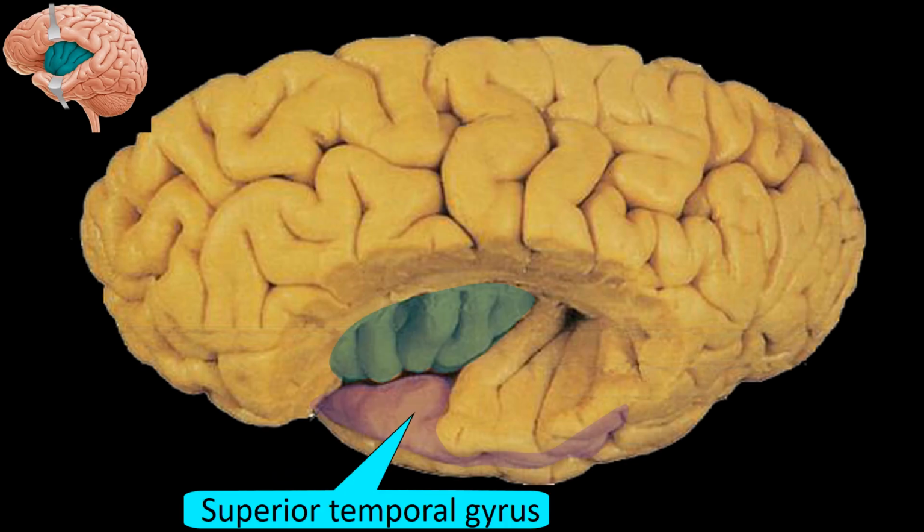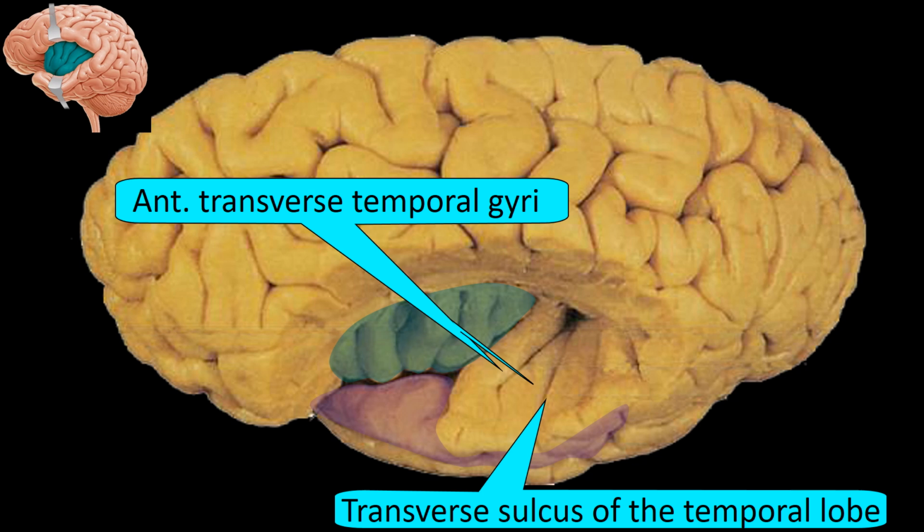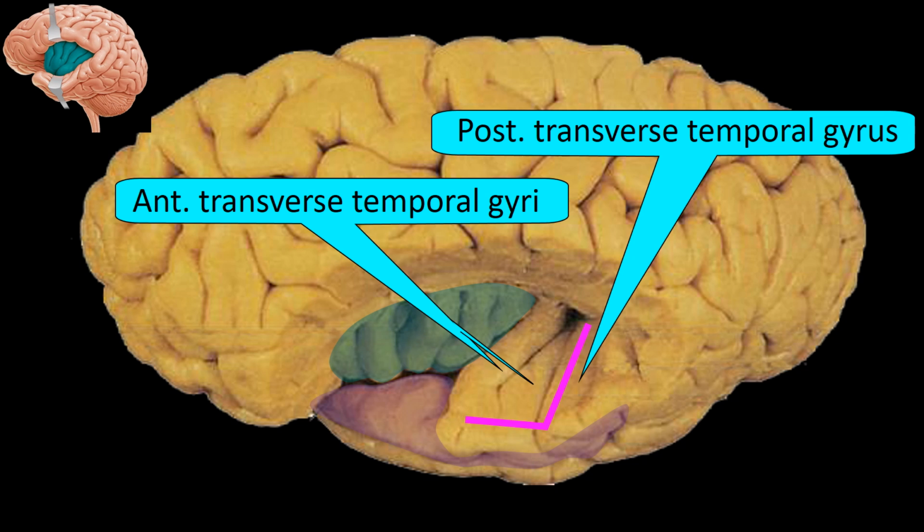This is the superior temporal gyrus. This is the transverse sulcus of the temporal lobe. Anterior to it are the anterior transverse temporal gyri, and behind, the posterior transverse temporal gyrus. The anterior transverse temporal gyri lie horizontally, so their surface can be seen well from this view, but the posterior transverse temporal gyrus is inclined and it is much more difficult to see.